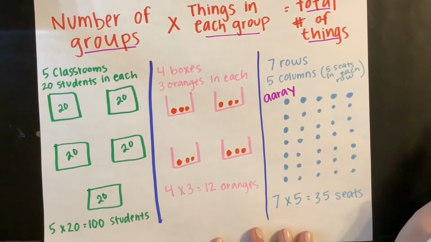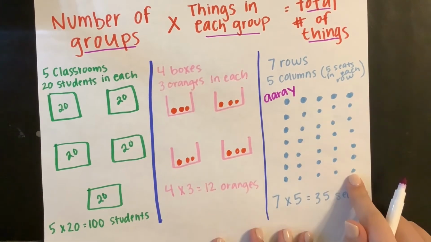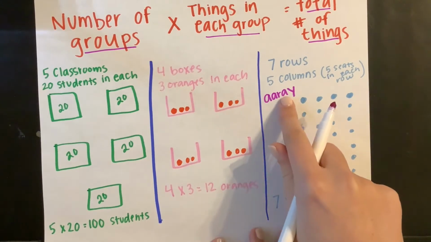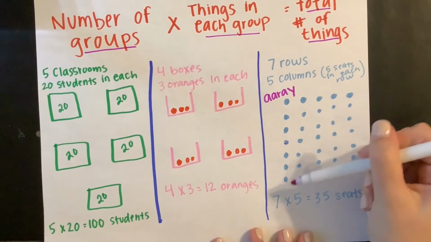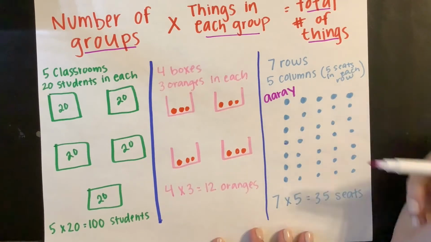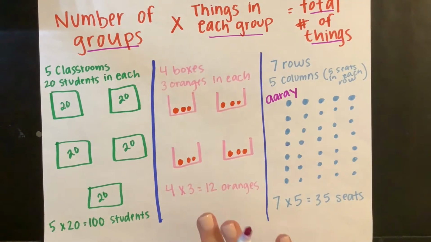So pretend these are seats in a theater. And it looks like we have 1, 2, 3, 4, 5 columns. And in each column, we have a certain number of seats, right? Looks like we have 1, 2, 3, 4, 5, 6, 7 seats in each column. So 7 times 5 would be 35. That was just a quick reminder.